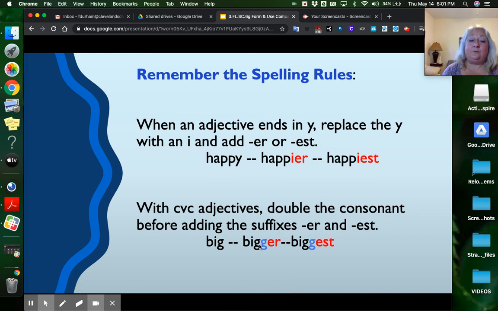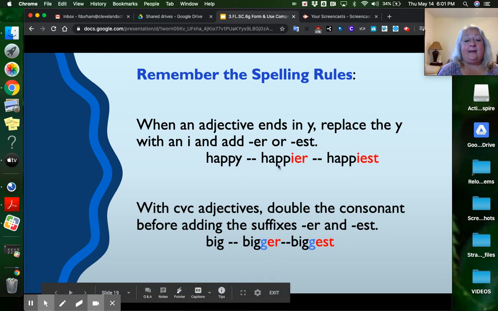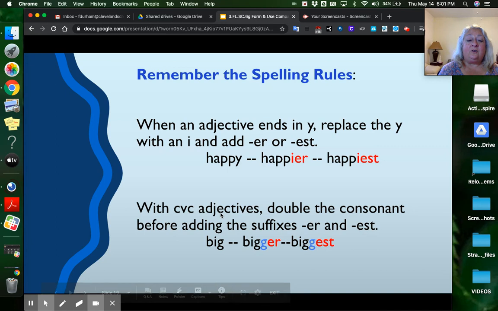Also, our spelling rules are, when an adjective ends in Y, replace the Y with an I and add ER or EST, such as in happy, happier, and happiest. With consonant-vowel consonant adjectives, double the consonant before adding the suffixes ER and EST, as in big, bigger, biggest.